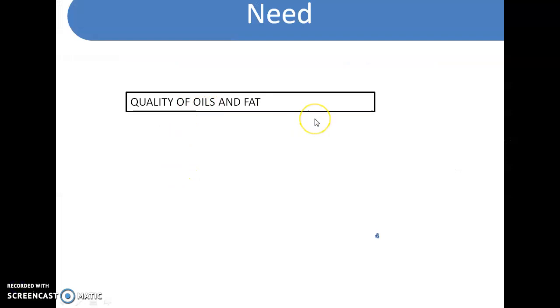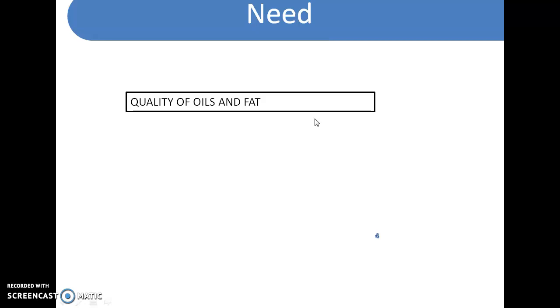Again, here we can just revise the procedure. Prepare whatever you require: 0.5 normal KOH solution, 0.5 normal HCl, phenolphthalein indicator, the fatty material you have taken, and also the solvent in which that fatty material is dissolved. You prepare the test and blank.